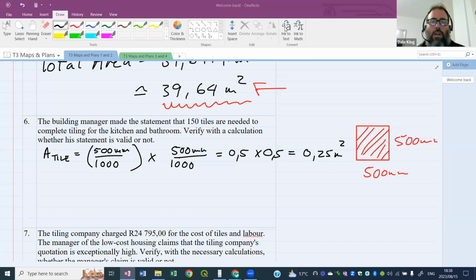That's good. Okay, because we need to compare the area of the kitchen and the area of the tile, and they both have to be in meters squared. You can't compare things if the units are not the same. So we've got to get the same units here, comparing apples with apples. All right, so we change the area of the tile to meters squared. It's only 0.25 meters squared. The kitchen area is 39.64 meters squared.